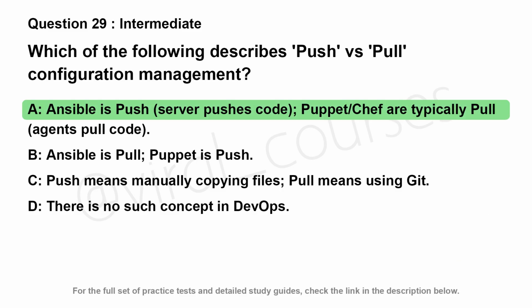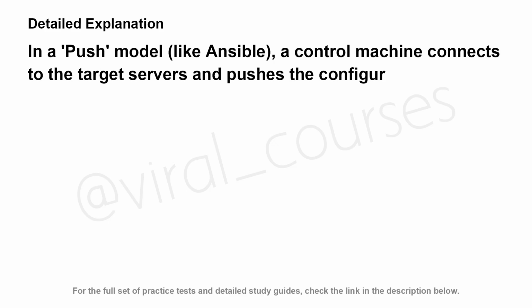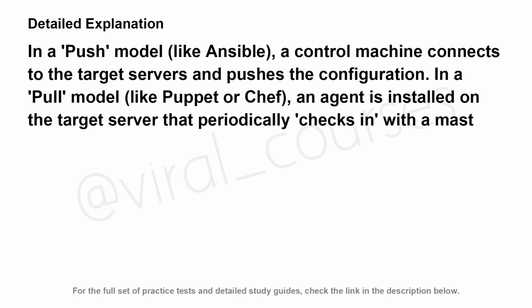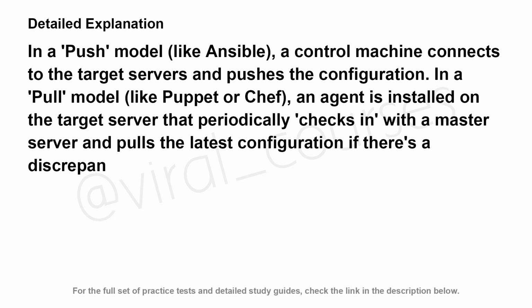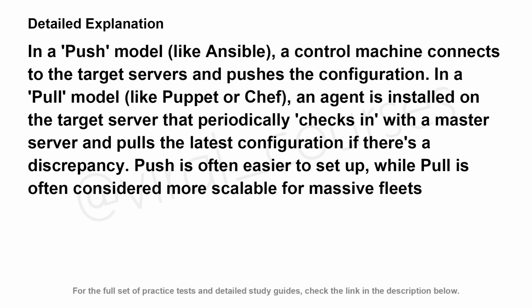The correct answer is A. In a push model, like Ansible, a control machine connects to the target servers and pushes the configuration. In a pull model, like Puppet or Chef, an agent is installed on the target server that periodically checks in with a master server and pulls the latest configuration if there's a discrepancy. Push is often easier to set up, while pull is often considered more scalable for massive fleets of thousands of servers.